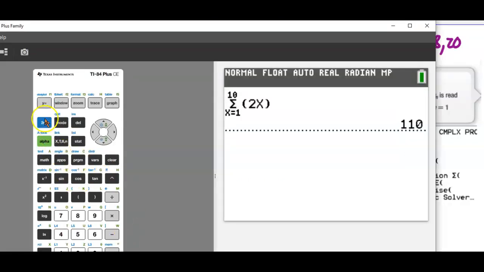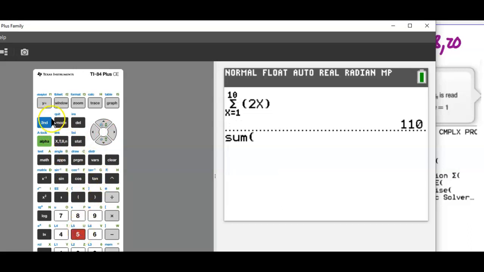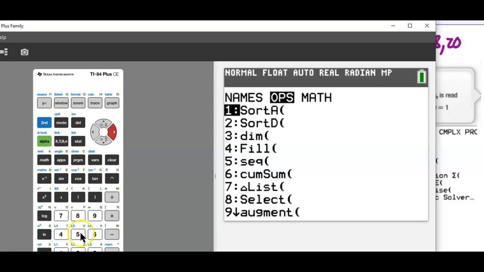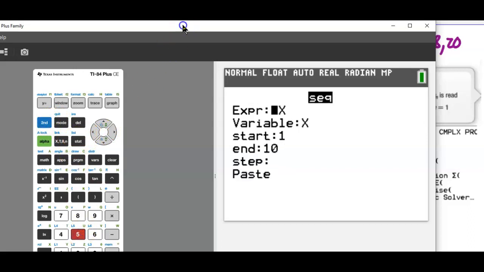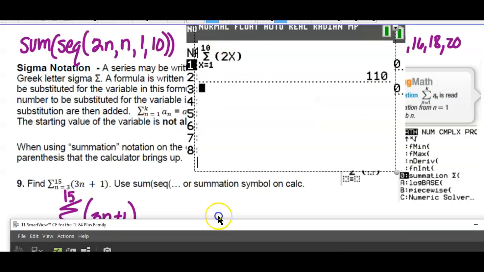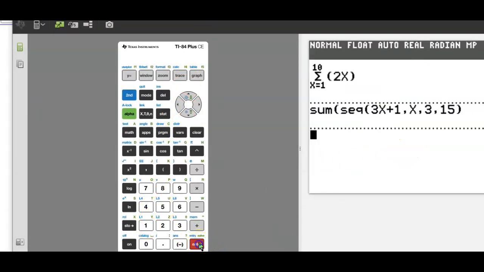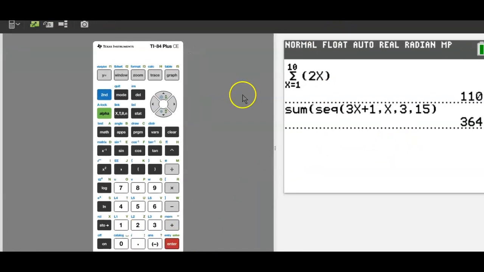If you have an older calculator, it's second stat over here to choice 5 to find the sum. Second stat over once choice 5 to find the sequence. This time our formula was 3x plus 1, or 3n plus 1. When you put your calculator later in sequence mode, it'll actually give you an n, but it doesn't matter what mode you're in to do this question. X, but we want terms 3 through 15. Yes, 3 through 15. And it will look like that. We hit enter and we get 364.